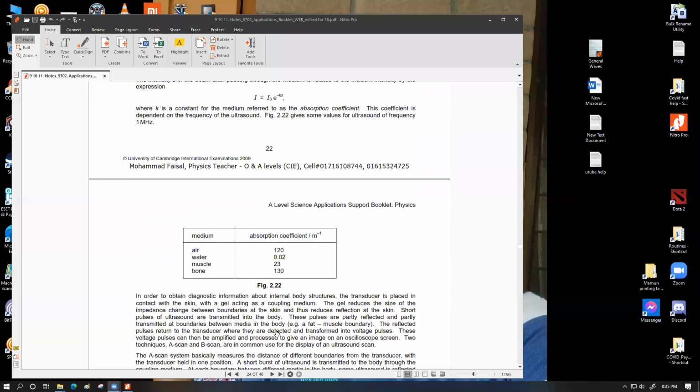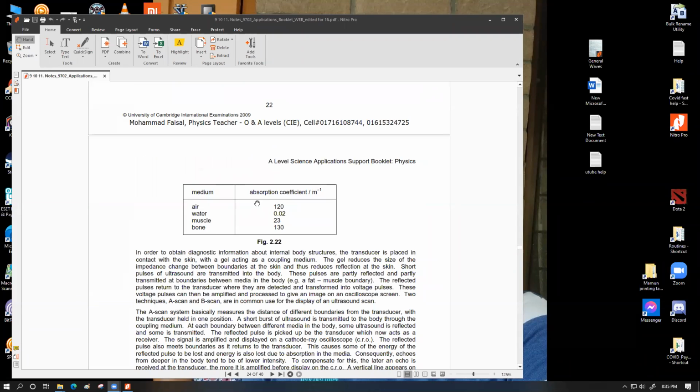Here we can see a sample table for the absorption coefficient for different media that we can have. We have air, water, muscle, bone. You can see the absorption coefficient can be significantly different. Air has an absorption coefficient of 120, which means whenever ultrasound travels through air, for every meter of air medium, it is going to have an absorption coefficient of 120. So 120 per meter. Now I could go ahead and try to define what this quantity is in terms of SI unit and everything, but they didn't do this in our syllabus, so we don't have to bother with this.